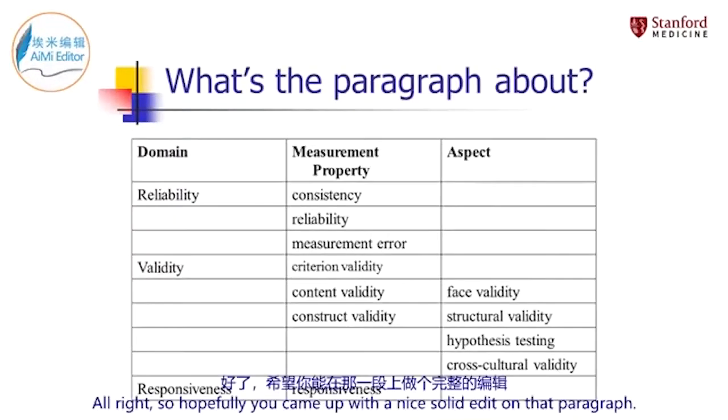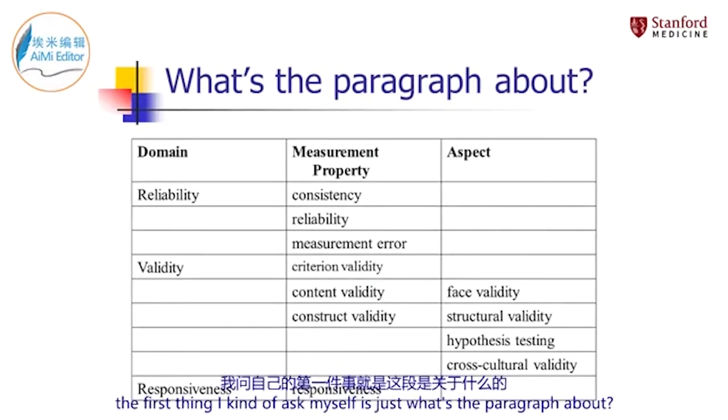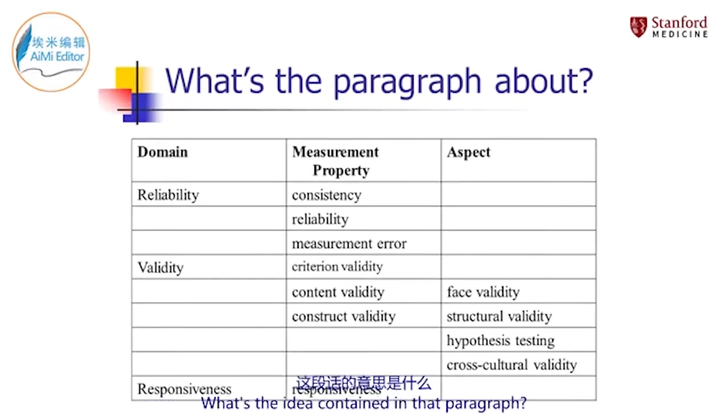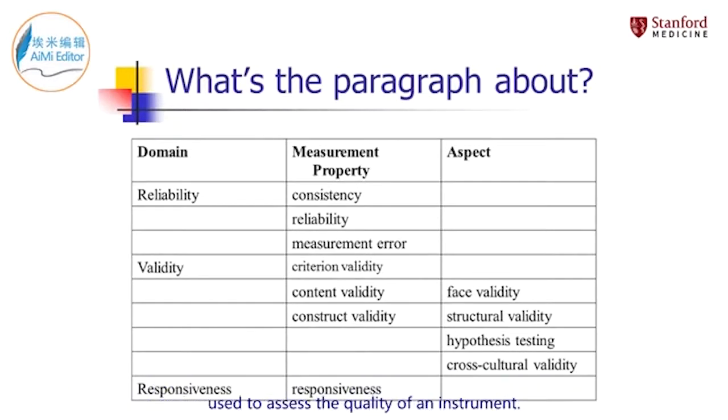All right, so hopefully you came up with a nice solid edit on that paragraph. When I was editing that, the first thing I asked myself is just, what's the paragraph about? What's the idea contained in that paragraph? So what the authors are trying to convey is this taxonomy of these different terms used to assess the quality of an instrument. And it's kind of a complicated paragraph. It's a little bit boring, right, because it's just about terms, which is never the most interesting thing to read.